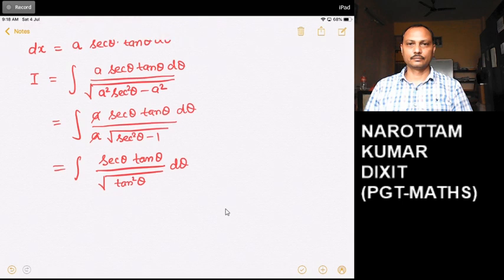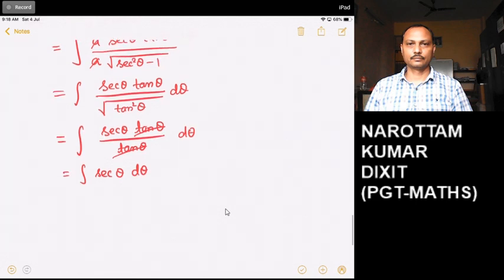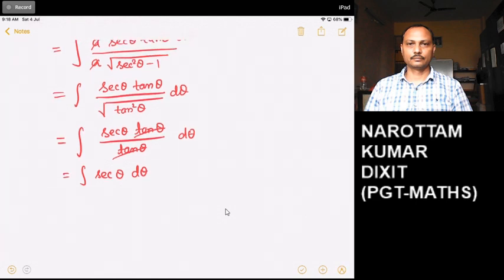The square root of tan square theta can be written as tan theta. So we have sec theta into tan theta divided by tan theta. Here tan theta cancels out. Then we have sec theta. Now we have studied the integration of sec x as log of sec x plus tan x. So write it.